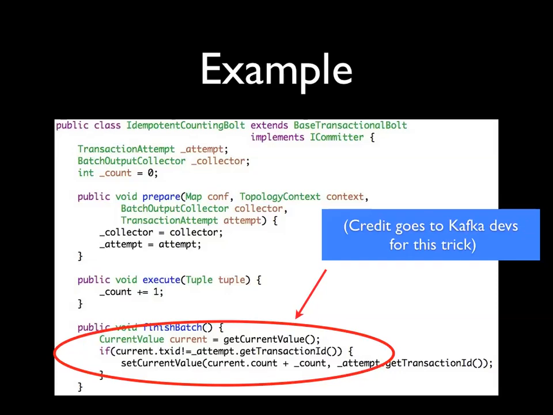I didn't come up with this idea of storing the transaction ID in the database. It's a great idea, but I just want to give a shout out to the Apache Kafka devs. They came up with this trick of storing the transaction ID in the database. It's a really clever trick, and I think Storm takes this idea to its logical conclusion.